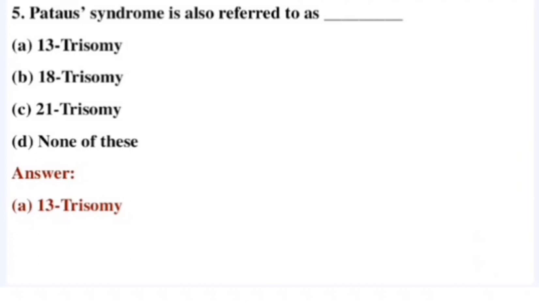Right? So A is 13 trisomy, B is 18 trisomy, C is 21 trisomy, and D is none of these. So what is 18 trisomy? Edwards syndrome. What is 21 trisomy? Down syndrome, right? So what is the correct answer here for Patau syndrome? It is 13 trisomy. So A is the correct answer, 13 trisomy.